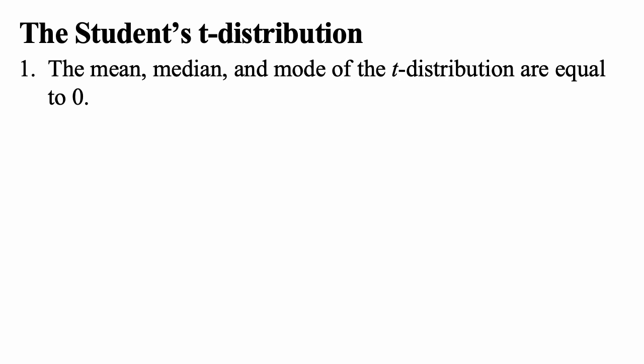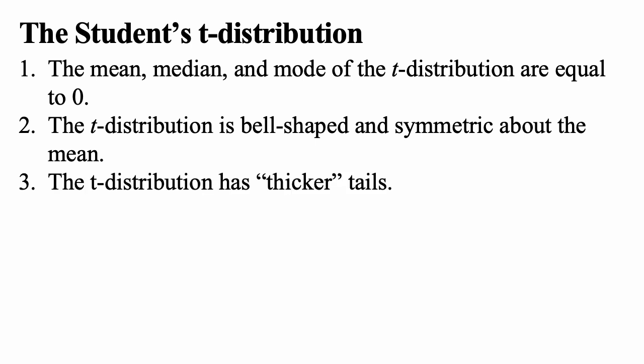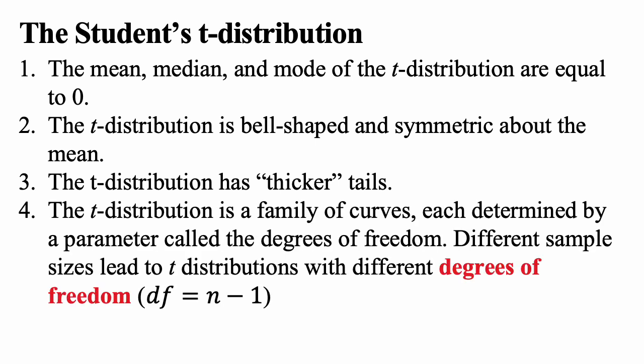The mean, median, and mode of the t-distribution are equal to 0, like a normal distribution. The t-distribution is bell-shaped, symmetric about the mean, like the normal distribution. The t-distribution has thicker tails. It is a family of curves, each determined by a parameter called degrees of freedom. So different sample sizes need t-distributions with different degrees of freedom.